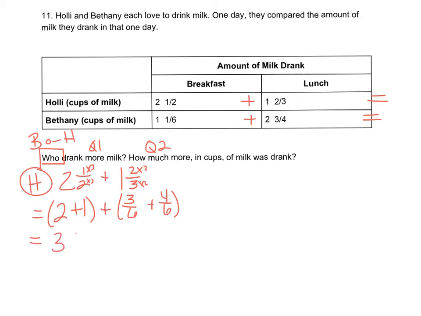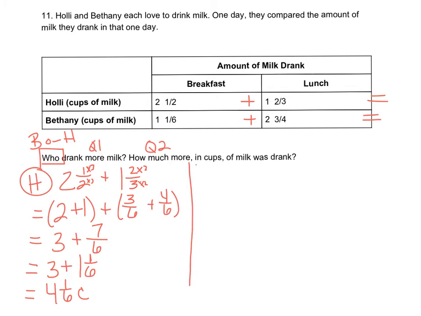So my denominator is 6. 3 plus 4 is 7. Uh-oh, improper fraction. Need to make it a mixed number. 7 divided by 6, or how many 6's fit into 7? 1 whole. And how many are left over after I take those 6 away? 1, and my denominator stays the same. 3 plus 1 is 4, and then 1/6. So that's Holly. Now let's figure out Bethany.